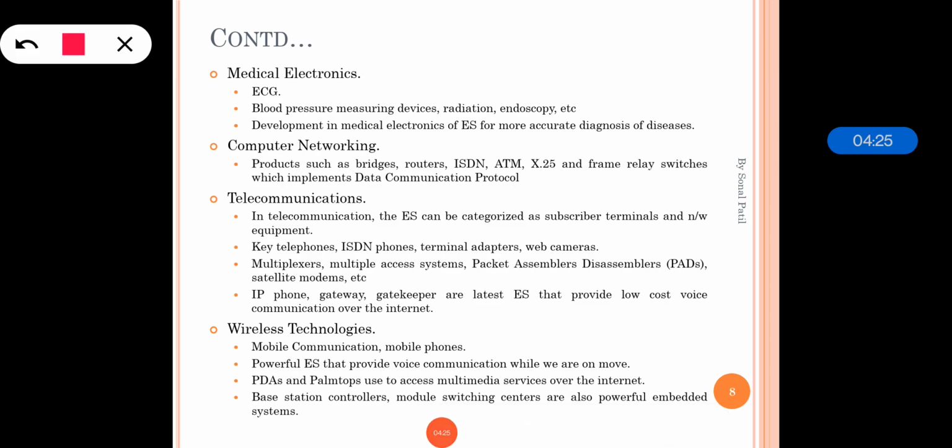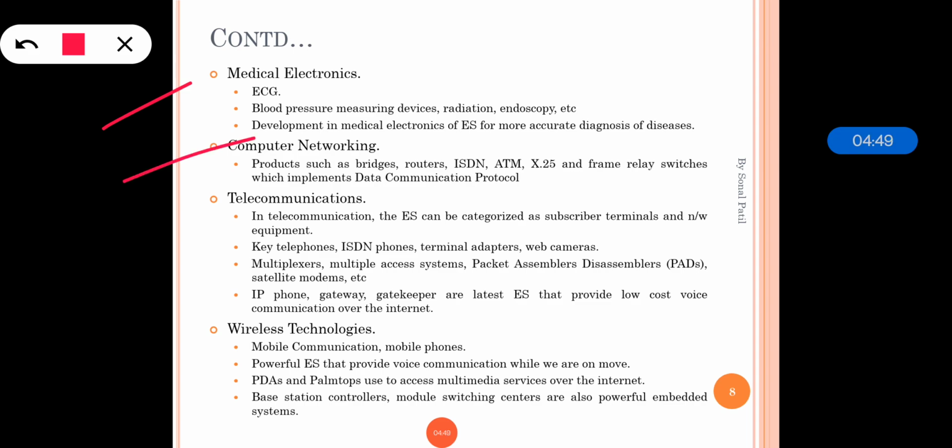Then the next application area, that is the medical electronics. Almost every medical equipment in the hospital is nothing but an embedded system, that is the ECG, EEG, blood pressure measurement, endoscopy, everything, all that comes under the medical electronics. Because the development in medical electronics has paved the way for more accurate diagnosis of the diseases.